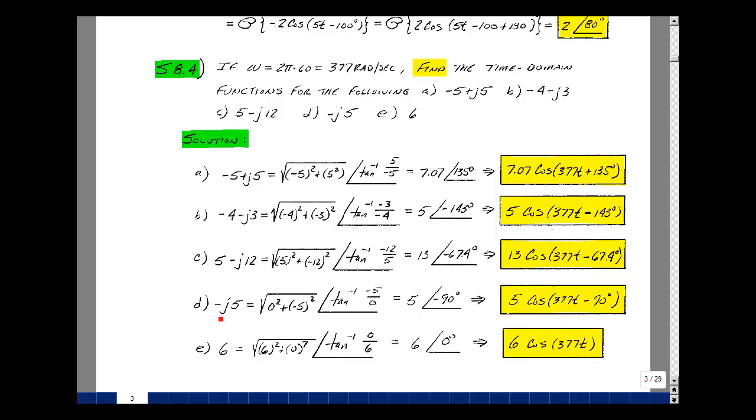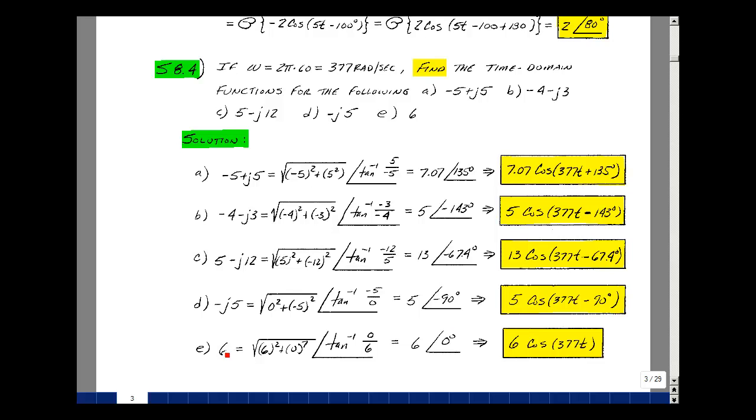For the minus J5, we're going to take the square root of 0 squared plus minus 5 squared, which is just equal to 5. And then the arctangent of minus 5 over 0, and that's going to be a minus 90 degrees. So magnitude of 5, cosine omega t, angle of minus 90.